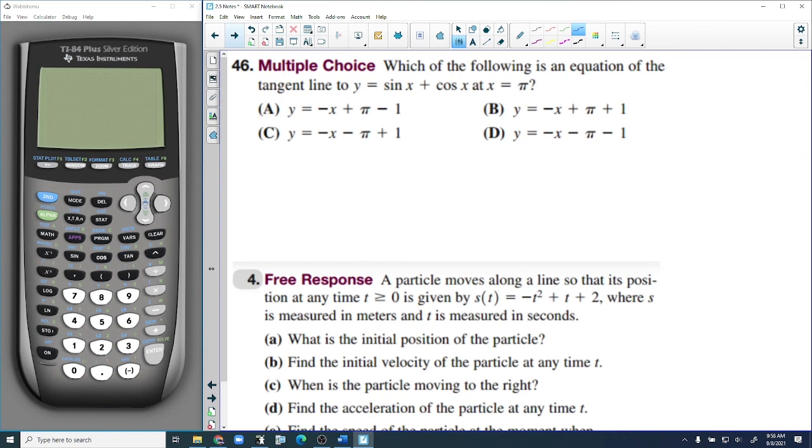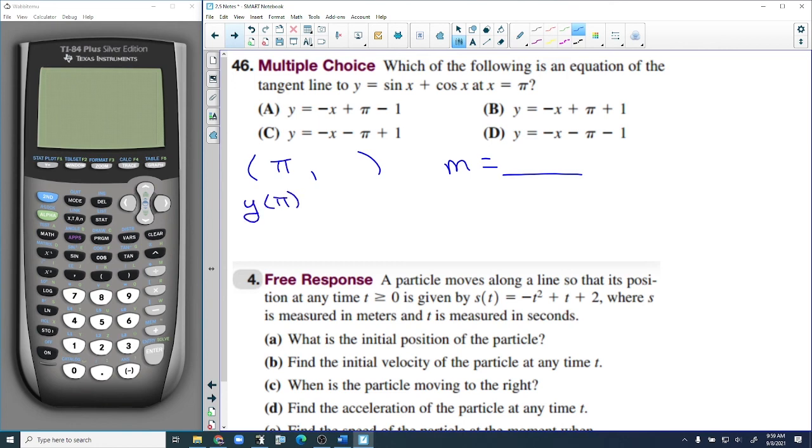Which of the following is an equation of the tangent line to that at x equals pi? So we need a point, and we need a slope. Give that one a try. Point and a slope. Oh, we're almost out of here.